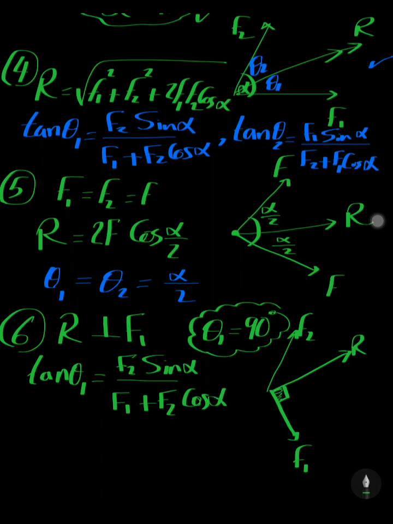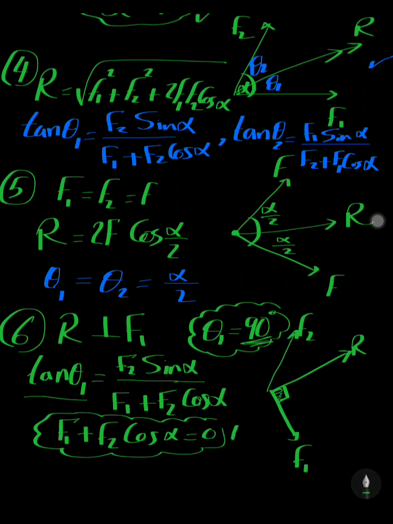Now substitute theta 1 by 90 degrees. Tan 90 equals undefined or math error. The fraction is undefined if the denominator equals 0, if F1 plus F2 cosine alpha equals 0. Now we can deduce this rule: if the resultant is perpendicular to F1, then F1 plus F2 cosine alpha equals 0.